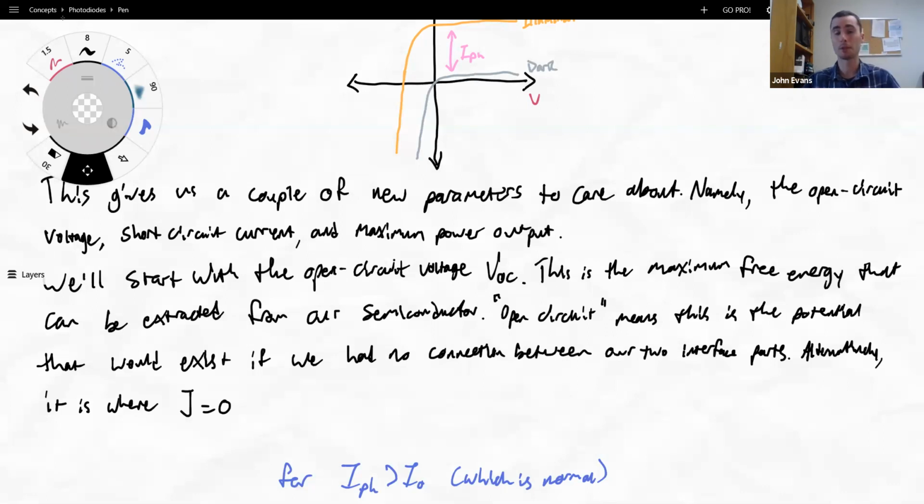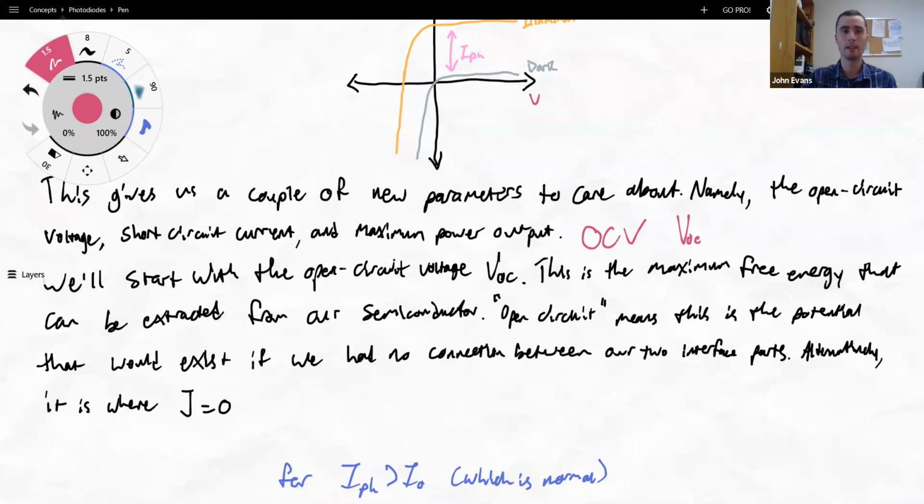Okay, so let's start with open circuit voltage. The open circuit voltage, or VOC, is the way that I like to say it. Some people, if you go into the literature, will put OCV in all caps, some will do V sub OC. Either one is fine. You might encounter both. What it is, is the maximum free energy that can be extracted from our semiconductor.